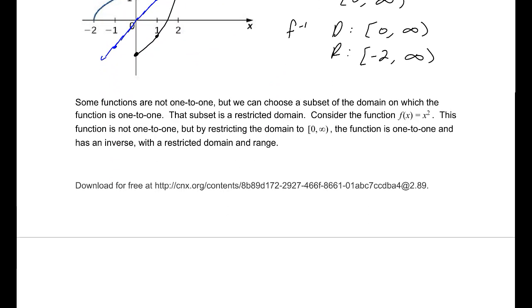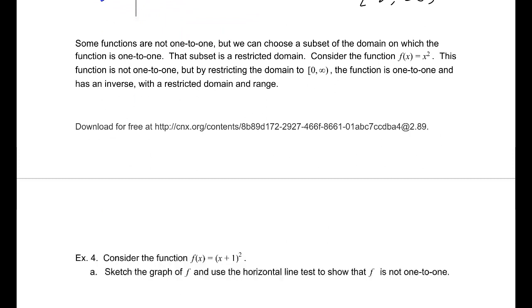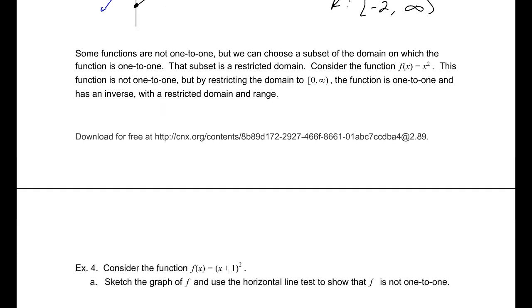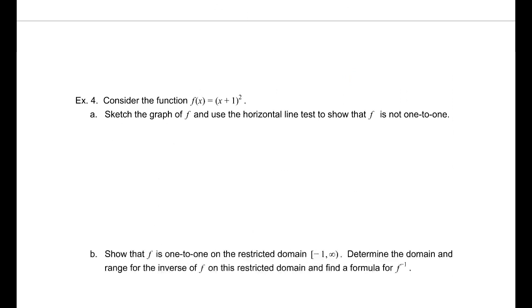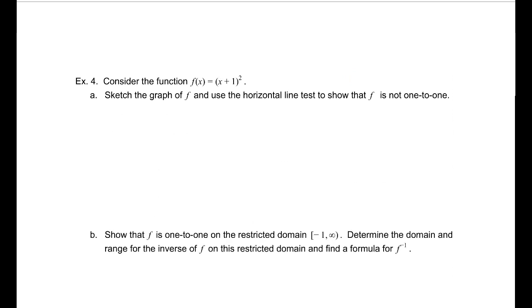Well, in that case, we actually restrict the domain. We choose a subset of the domain that is in fact 1 to 1. So if we consider the function y = f(x) = x squared, this function's not 1 to 1. However, if we restrict our domain to 0 to infinity, then it is 1 to 1 and it has an inverse. So let's consider this function, f(x) = (x + 1) squared. First, we're told to sketch a graph and use the horizontal line test to show that it is not 1 to 1.